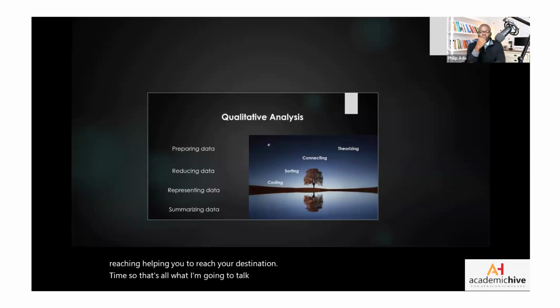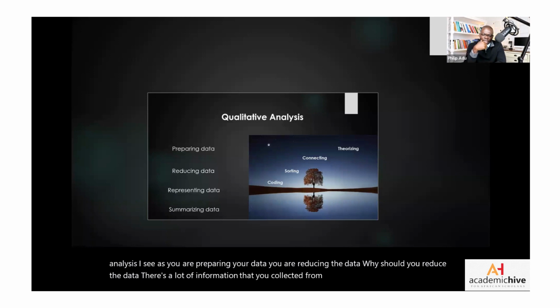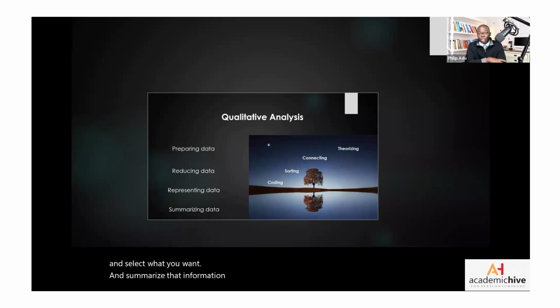So what is qualitative analysis? I see it as preparing your data and reducing the data. Why should you reduce the data? There's a lot of information that you collected from participants that may not have anything to do with your research question, right? So you have to go through and select what you want, summarize that information, and present it to your audience, making sure that it is addressing your research question.